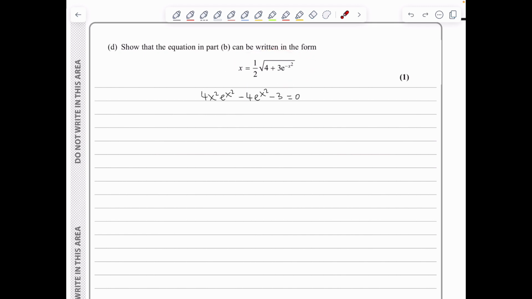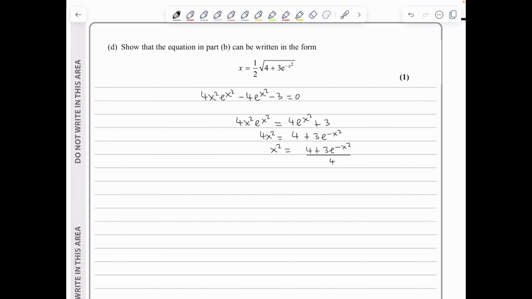I will start by isolating the 4x squared e to the x squared term, which leads to 4x squared e to the x squared is equal to 4e to the x squared plus 3. I will divide everything by e to the x squared to get 4x squared is 4 plus 3e to the minus x squared. And then I will divide everything by 4 to get x squared is equal to 4 plus 3e to the minus x squared over 4.